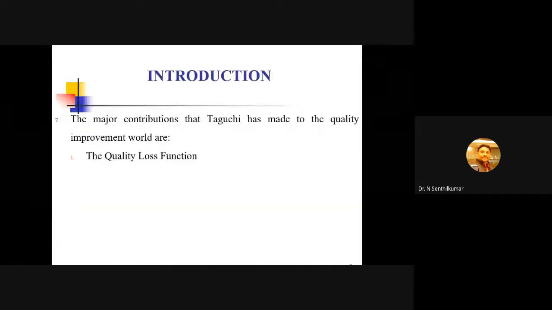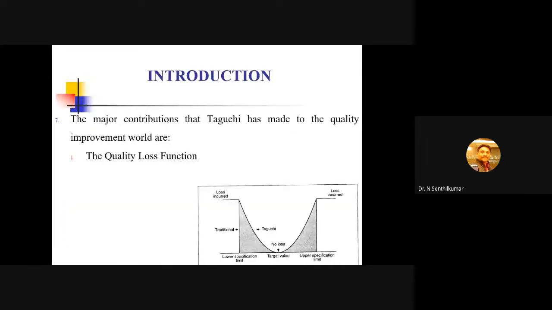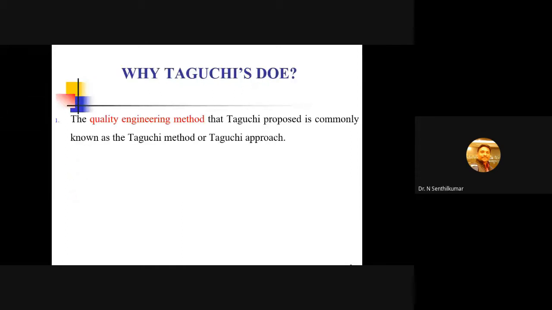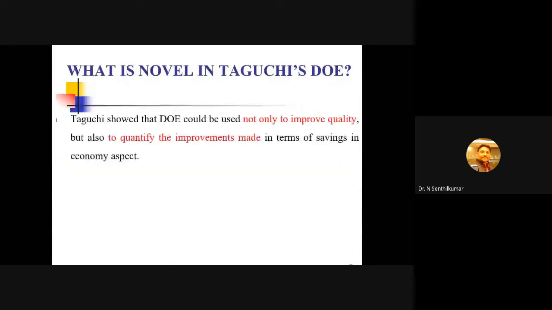The major contributions Taguchi has provided are the quality loss function, orthogonal arrays, and linear graphs, which is what we will be speaking about today. Orthogonal arrays and linear graphs are our area of interest today. And then robustness. Robustness means it can withstand whatever the external disturbances are. So the system that Taguchi has provided is robust in nature. This and all I will omit.